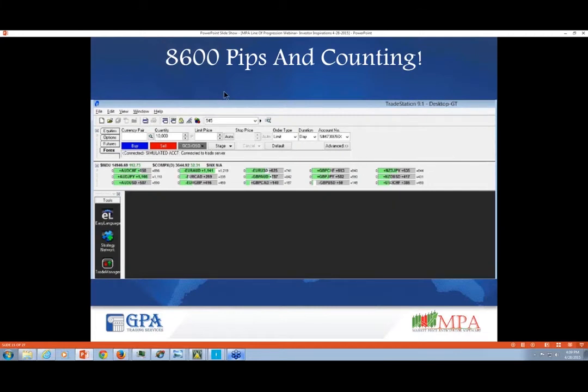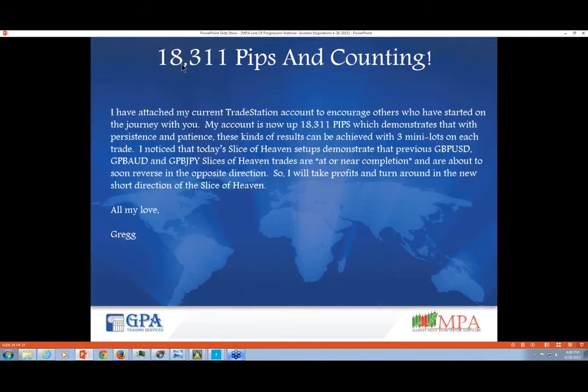Well, here's a student of ours that has 8,600 pips and counting on multiple forex pairs, following the line of progression. These continued to wrap up to a total of 18,000 pips. If you have a standard lot on that, that's $183,000 on the continuation of trades following a line of progression.